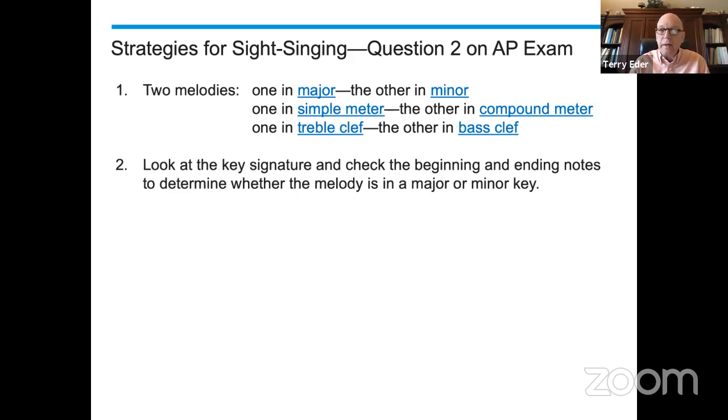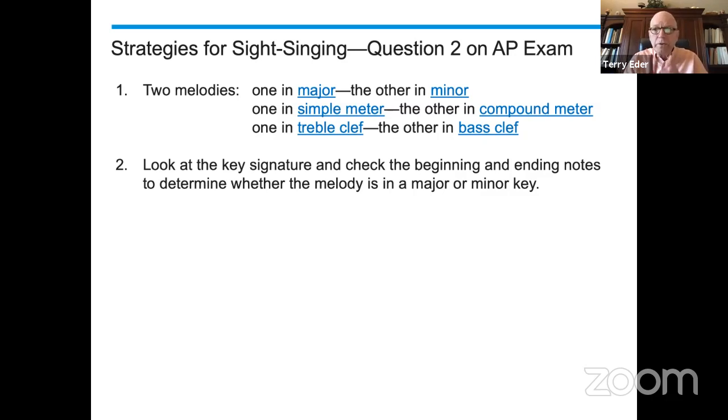Number 2, you must look at the key signature and check the beginning and ending notes to determine whether the melody is in a major or a minor key. So many times, I scored sight singing last year at the scoring in Kansas City, and invariably people would sing the minor one in major. Obviously, they hadn't looked at the key signature.